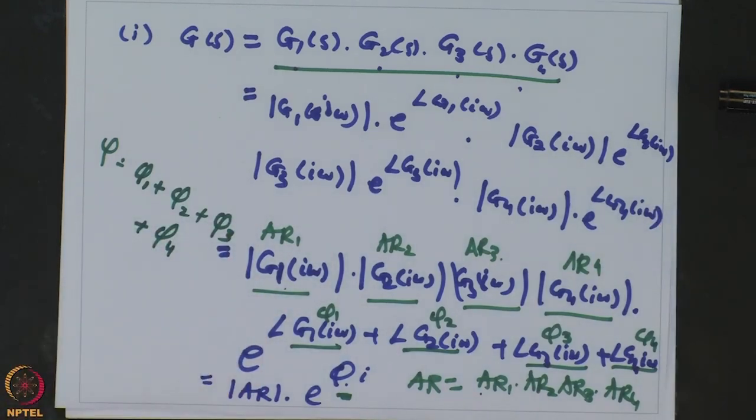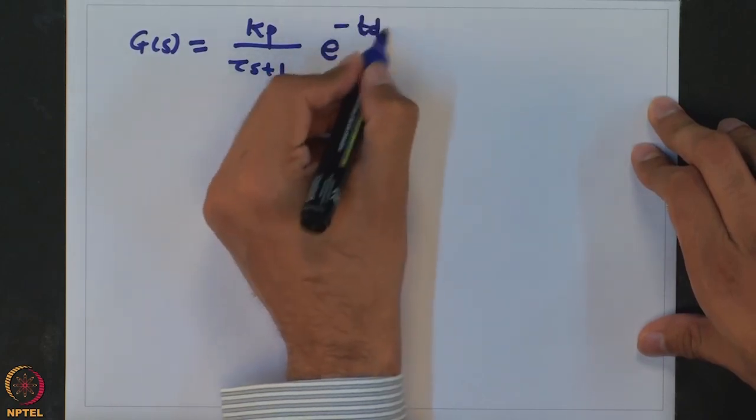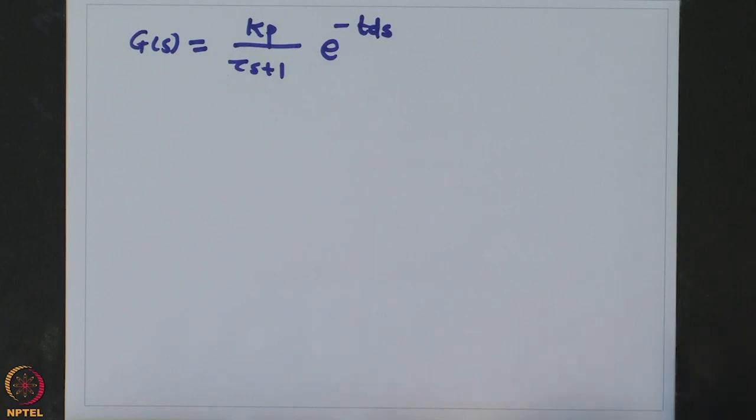So it's a very important result that if we have a series combination of multiple transfer functions, then the final amplitude ratio is the product of amplitude ratios, and the final phase is the summation of all the phases. So let us use this for a very commonly used transfer function, which is first order plus dead time. So if your transfer function is Kp over (tau s plus 1) times e raised to minus td s, and if you recall, these are the types of transfer functions which prompted us to use frequency response because Laplace domain analysis, or Laplace domain stability analysis, was not possible for such a system, and we had to approximate this. Let us see now what happens when we have the frequency domain analysis for this system.